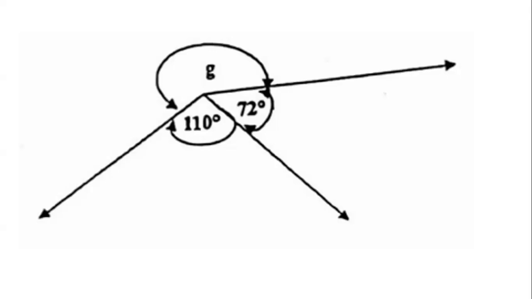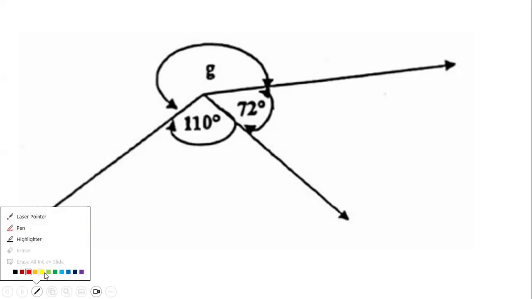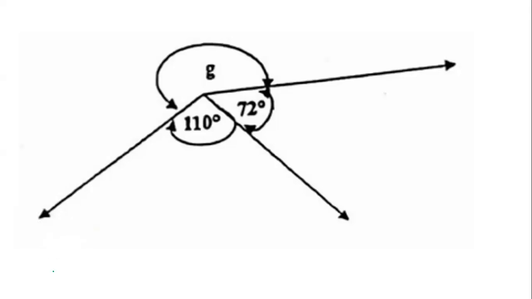So remember, how do we do this? We add 110 plus 72, then minus 360. So remember, the idea is that angles around a point add up to how much? 360 degrees. So angles around the point must add up to 360 degrees.